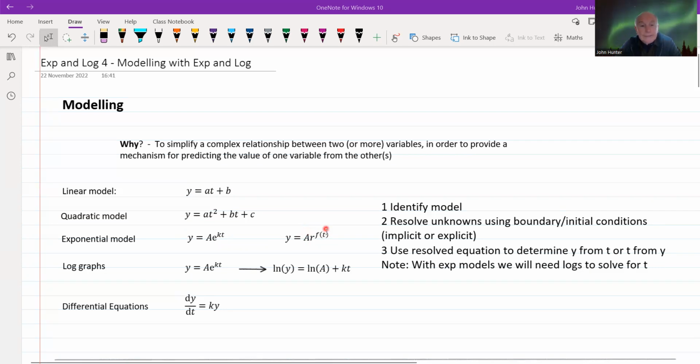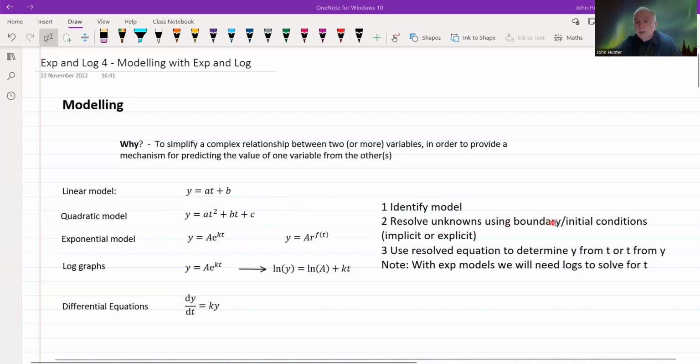It won't be a model anymore if it becomes too complicated. Okay, so essentially what we need to do is identify what model we're using, and very often, if it's a problem in an exam, the question will either state explicitly or imply what the model is going to be, which of these or others, in fact, it might be. Then we have to resolve for these unknowns, a and b, a, b and c, or k, using the boundary conditions.